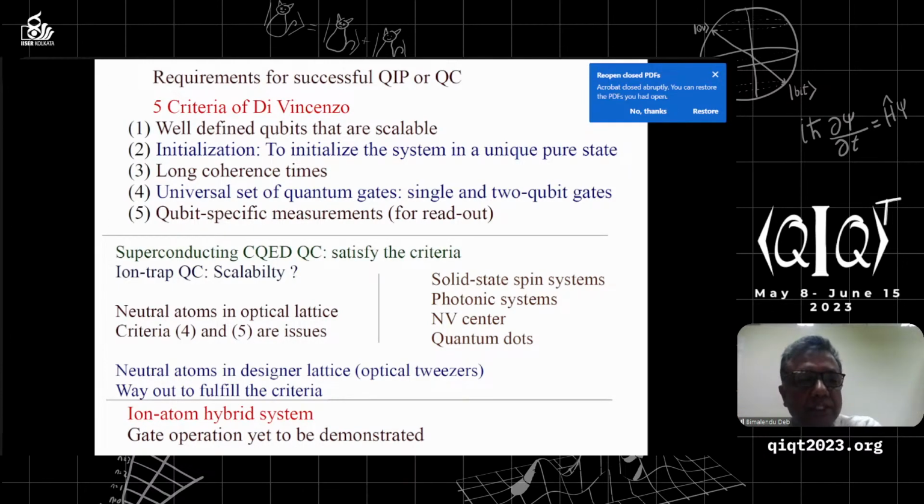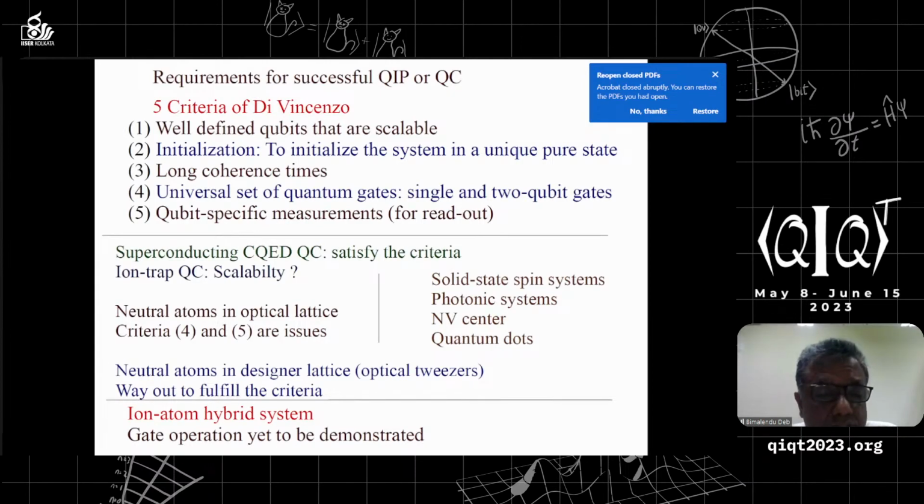So in neutral atoms, criteria 4 and 5, the universal set of quantum gates, are still issues if we consider neutral atoms in the ground states. Then other platforms are solid state spin systems and photonic systems. Then we know the nitrogen vacancy center and quantum dots. So these are among the solid state systems. Then one may think of, as a quantum platform, neutral atoms in designer lattices, so optical tweezers, which is the object of today's talk.